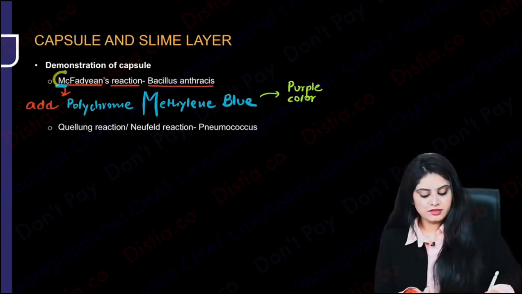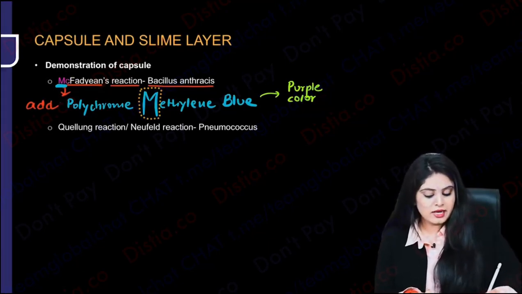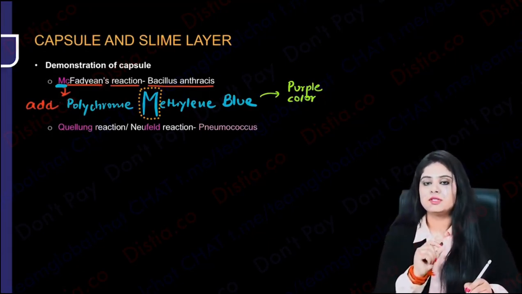So please note, this is the question that you get. What is the stain used for Mcfadyen's reaction? We use the polychrome methylene blue. Next, we have a test called the Quellung reaction or Neufeld reaction. For example, we are doing it for Streptococcus pneumoniae. You can do this for any capsulated organism. I'm giving you the most important examples.